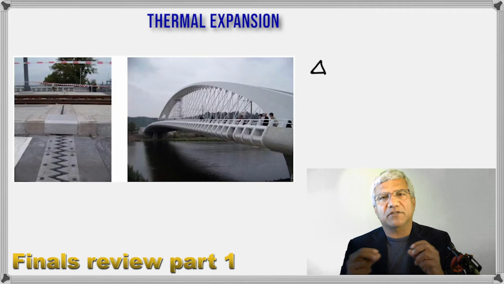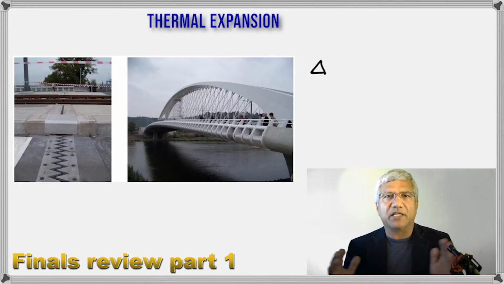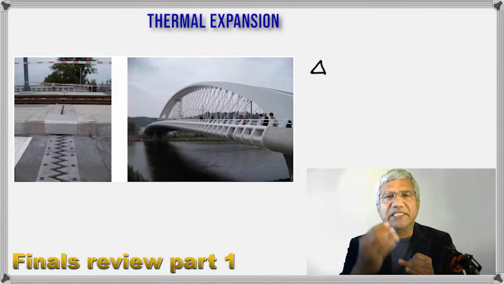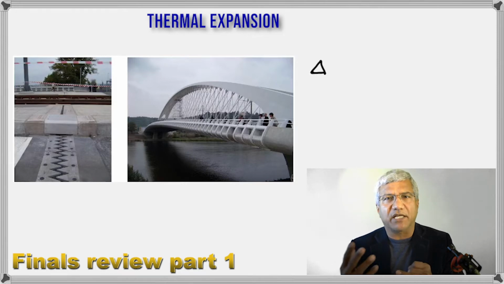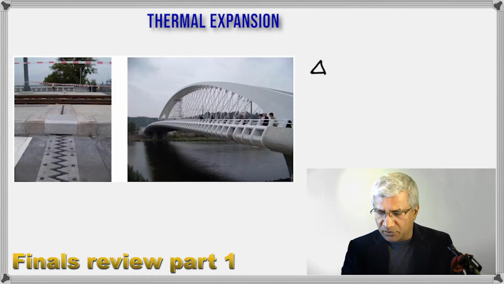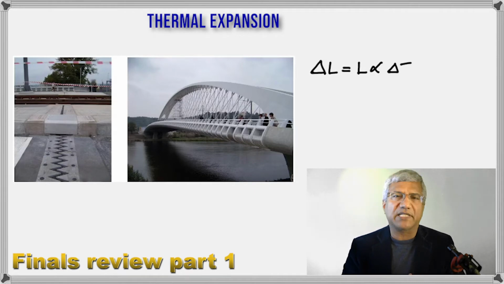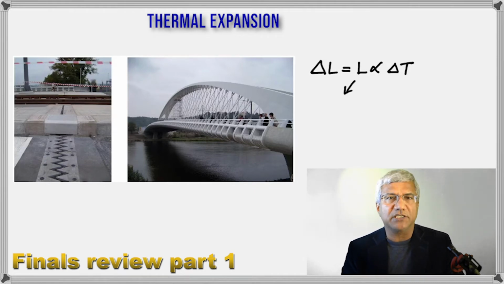So if you consider the length of a rod, how much it's going to expand depends on its original length. It depends on what material it is made of, which is going to be represented by a constant. And third, it will depend on how much it is heated. So the formula for change in length of a rod is ΔL = L α ΔT.